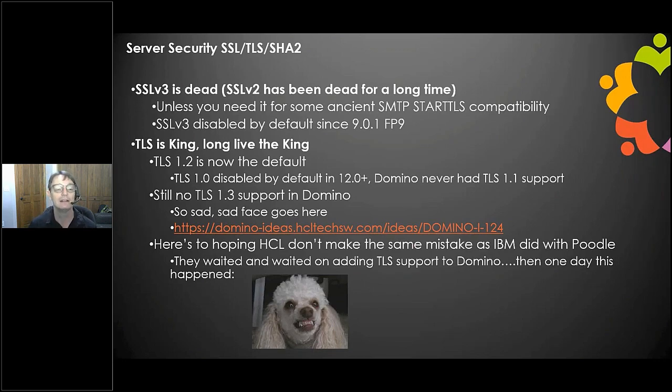Sad face goes there. There is an idea that I would hope everyone will pile on and ask for, in the link there. And he's hoping that HCL take note of IBM's problem in 2015 when Poodle came along, and they should have had TLS support in Domino years before they did. That was a bit of a public relations nightmare for IBM back then. I talk about this a bit further on in the presentation, where I talk about how many years it takes Domino to get certain security products. I don't ding HCL very often, but they are behaving a bit like IBM on adding TLS 1.3.